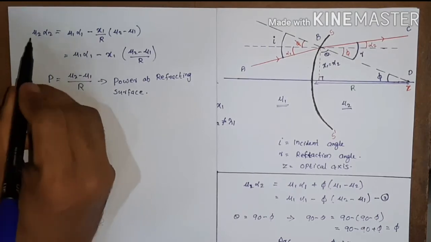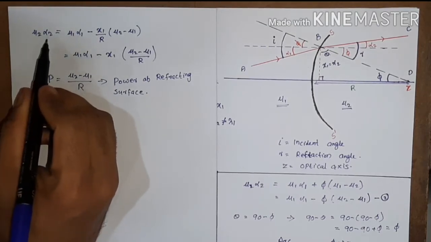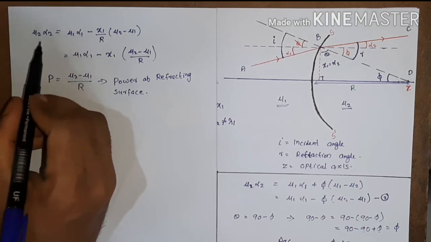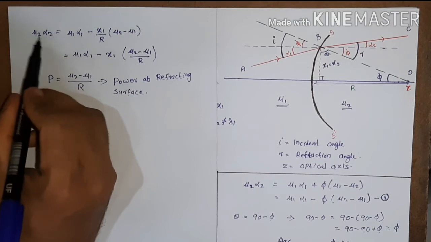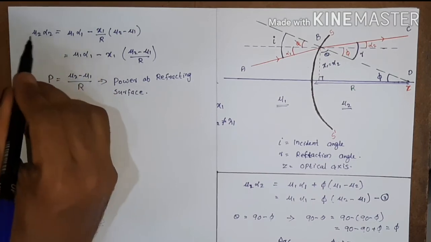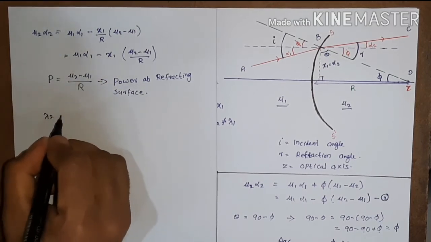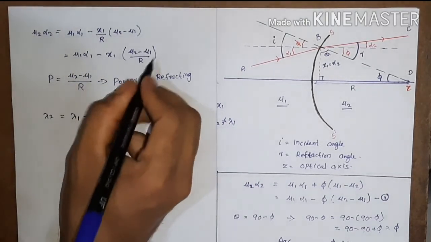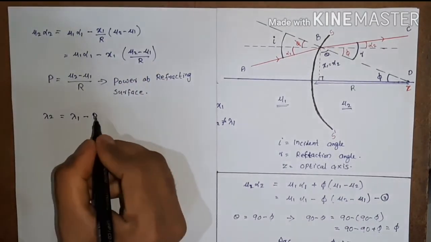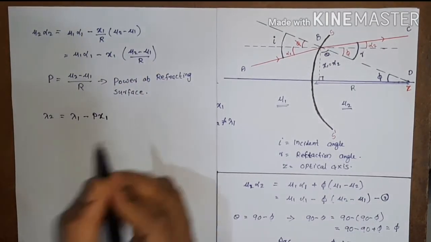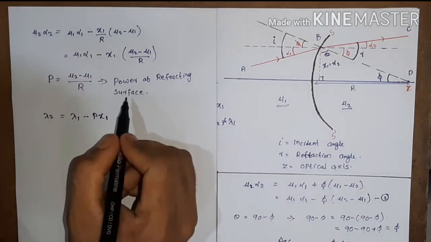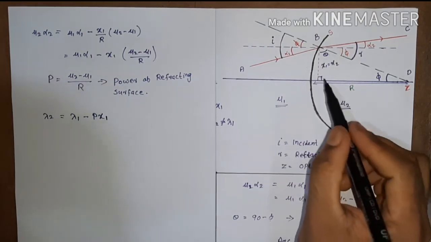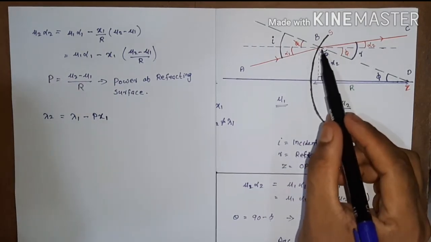So again, this mu2 alpha 2 is nothing but lambda 2, which is the optical direction cosine we have already discussed. For small angles alpha 1 and alpha 2, the sine of the angle will be equal to the angle itself. So mu2 alpha 2 is lambda 2, which is equal to mu1 alpha 1, that is lambda 1, minus, substituting this value, mu2 minus mu1 divided by r, which is P, into x1. This power of the refracting surface is nothing but the ability of this refracting surface to make the refraction more powerful.